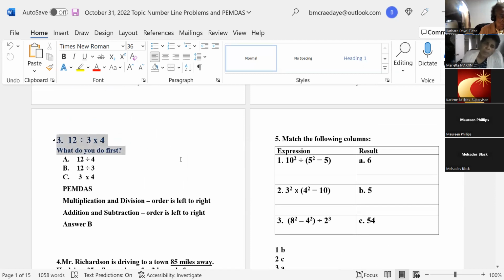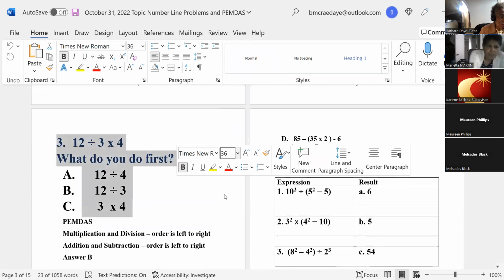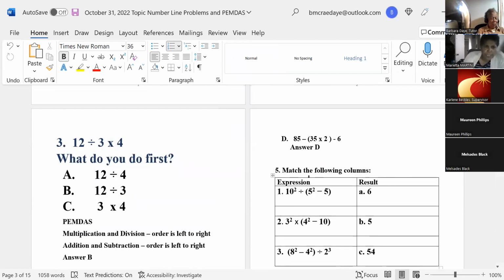Which do you do first, right? That one we just went over. Which do we do first? Say multiply and divide, which one did you do first? I do one. In the math, number 3, what do you do first? Oh, we do division. Long division first, because it's from left to right.